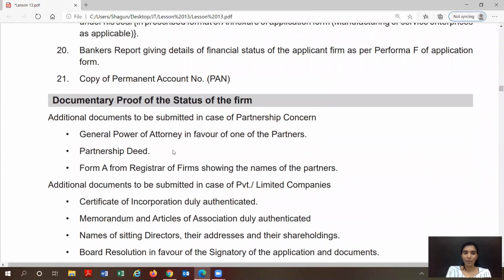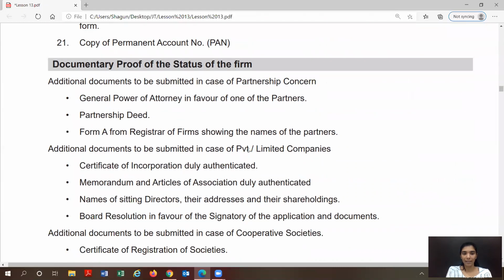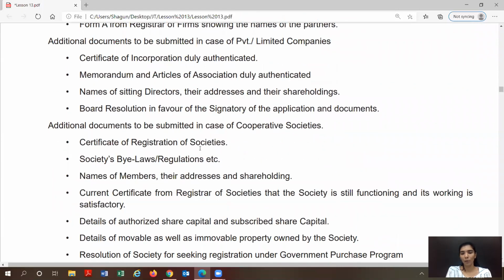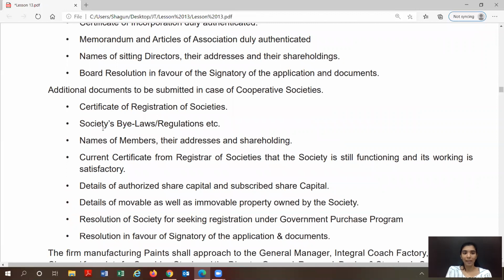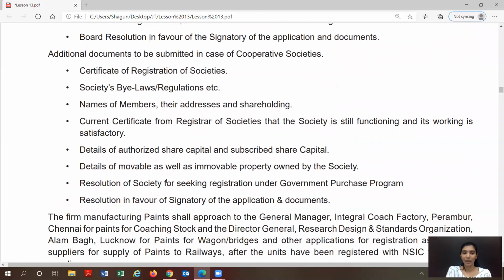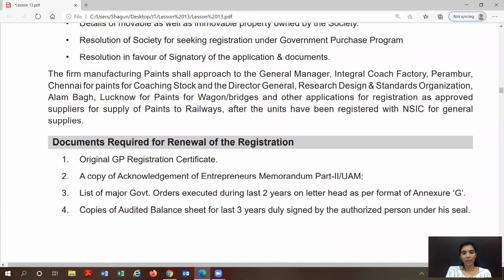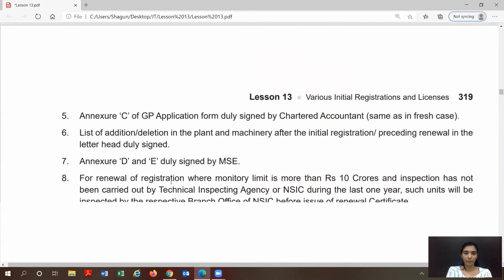And in case of partnership forms, उनका partnership deed होता है extra. Company हुआ तो उनका memorandum article of association, directors के name, certificate of incorporation that will be required. Cooperative society होता है तो society के जो भी bylaws है, certificates है, वो सब आपको additional submit करने पड़ते हैं. Renewal के time पे क्या submit करना चाहिए आपको documents वो इधर mention है.